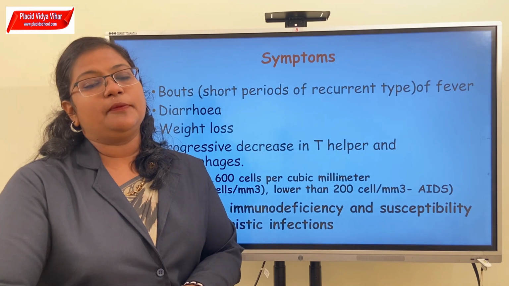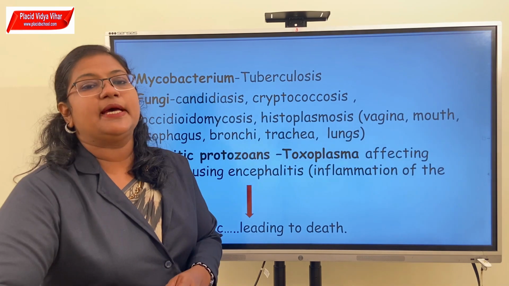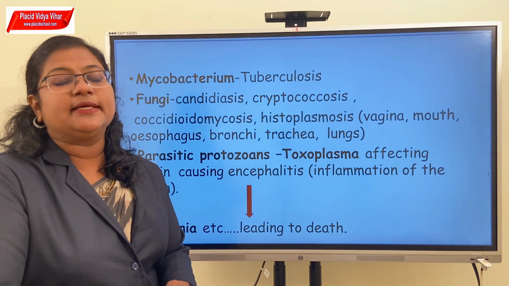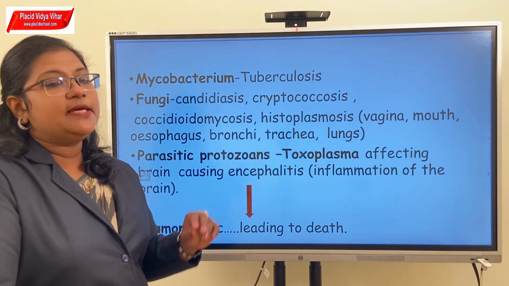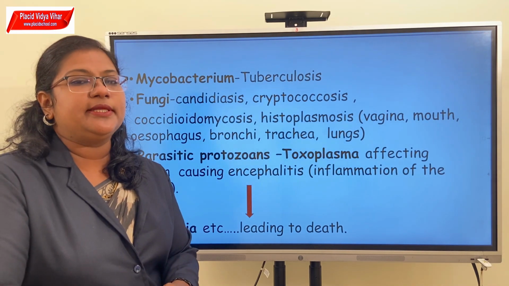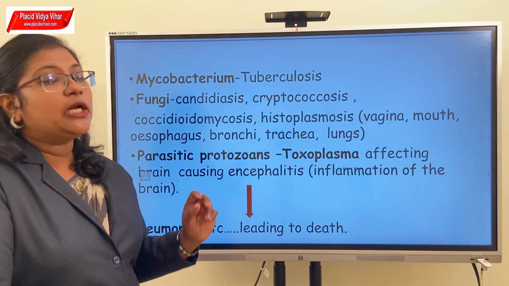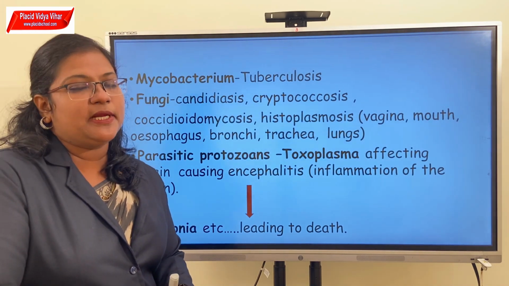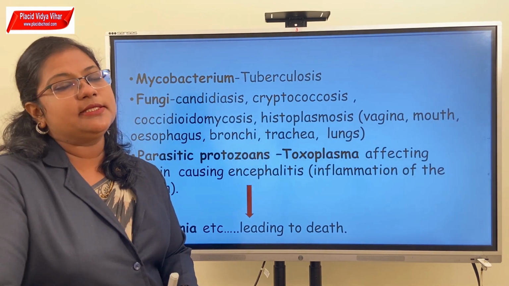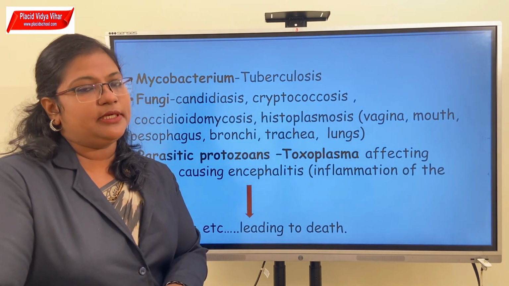Similarly, they may also fall prey to infections from mycobacterium, for example tuberculosis, which again leads to death. Then fungal infections like candidiasis, cryptococcosis, histoplasmosis and so on. You need not remember the names, you just remember that they are prone to fungal infections. Then they are also prone to infections from toxoplasma, which is a parasitic protozoan. Toxoplasmic infection leads to encephalitis. Encephalitis is inflammation of the brain tissue.